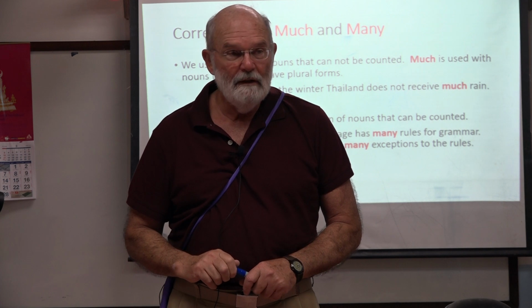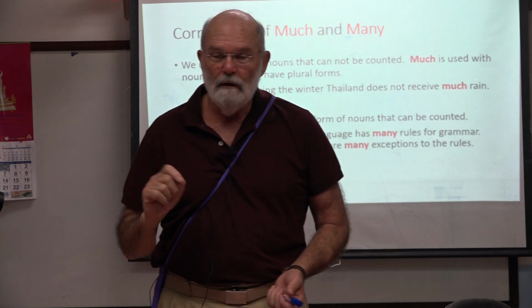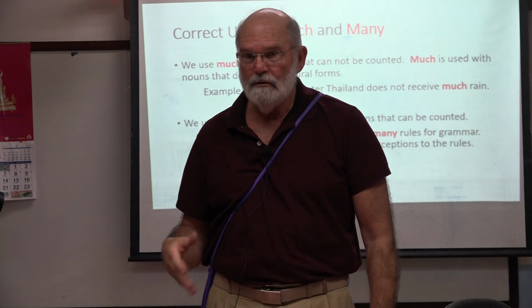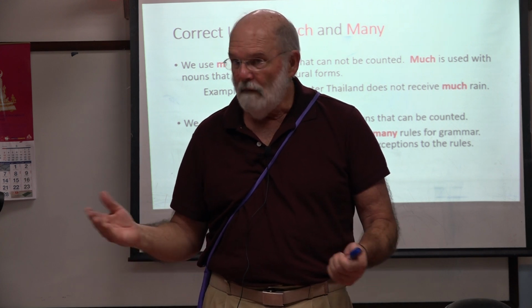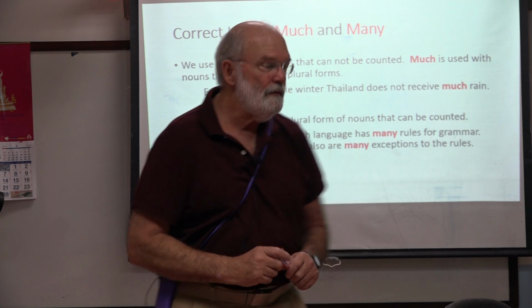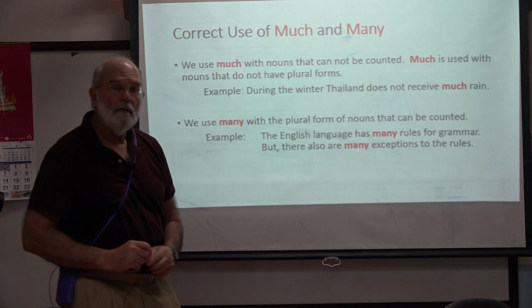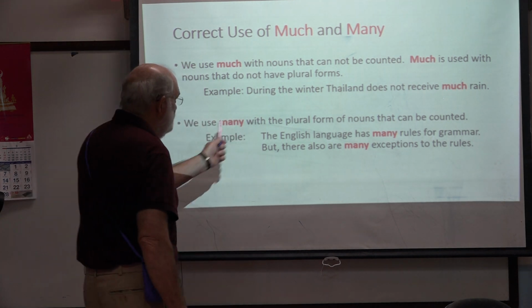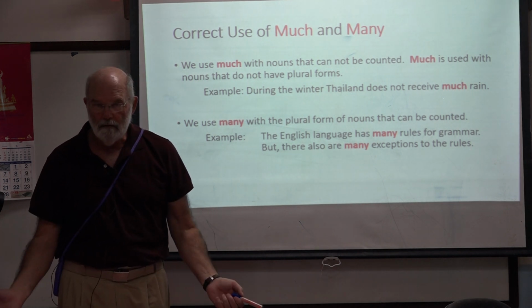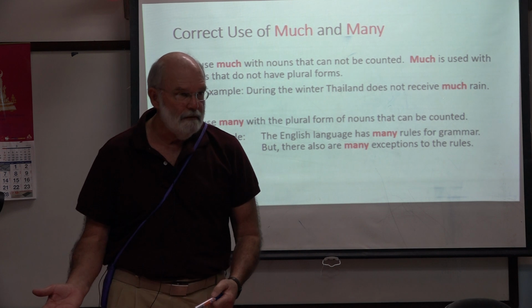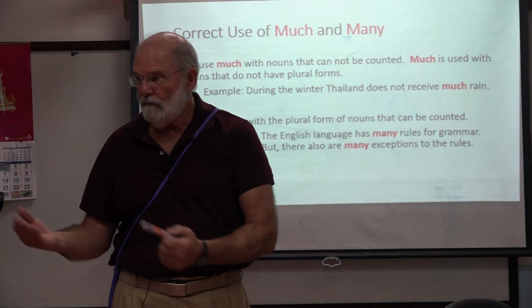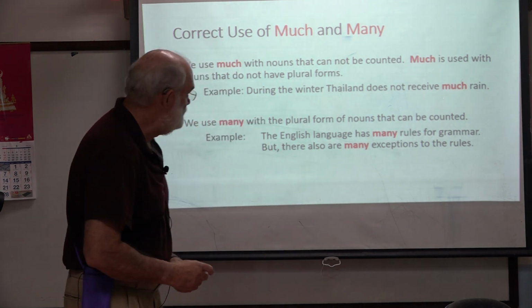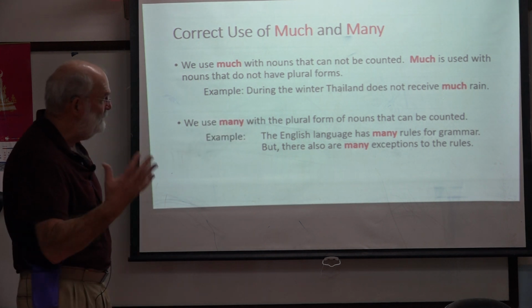And we wanted to say we have much sugar. Well, sugar is not a word that has a plural form. We don't say we have many sugars. We just say we have much sugar. So anytime we use much, we're using it with a noun that does not have a plural form. In the winter, Thailand does not receive much rain. In the late summer months, Thailand does receive much rain, because rain does not have a plural form. So much we use when we can't count whatever it is we're referring to.